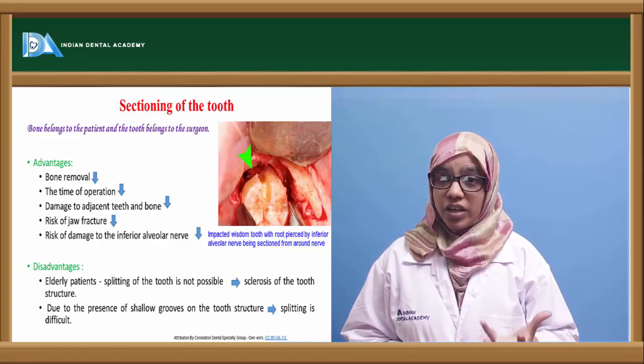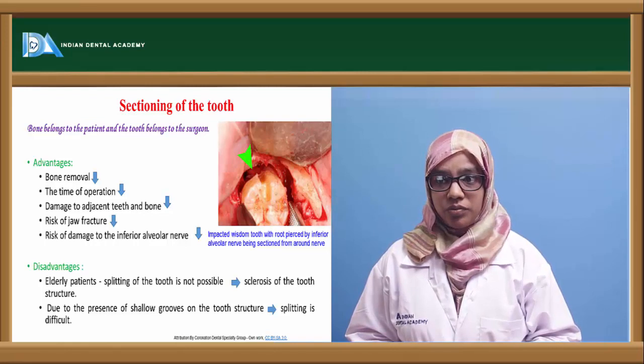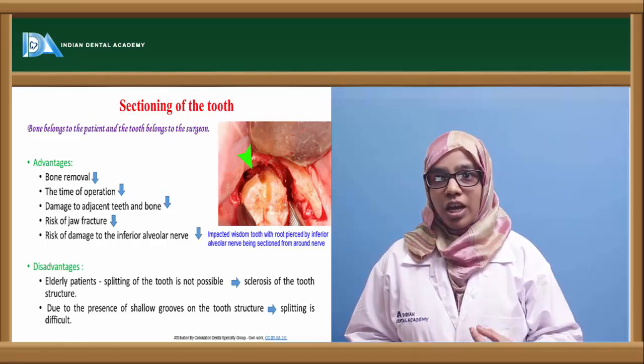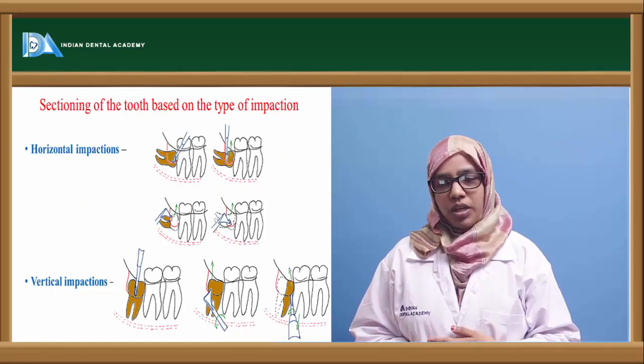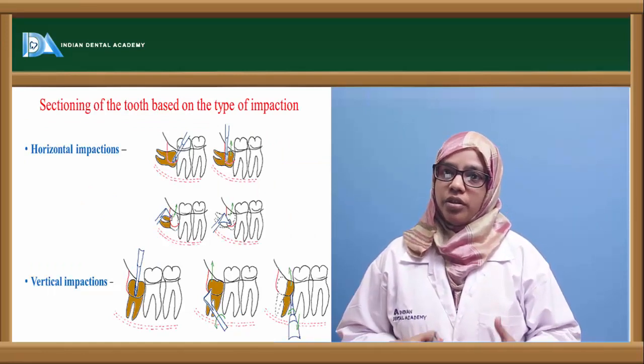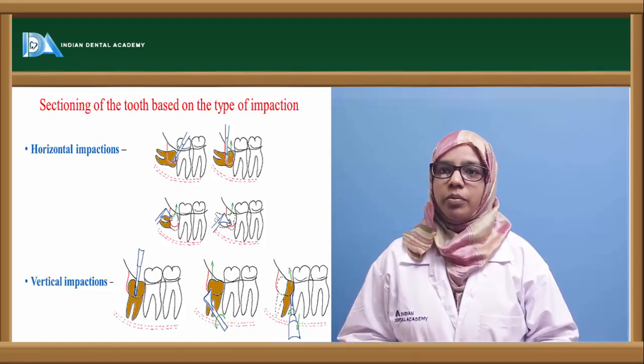In an elderly patient, it is very difficult to split a tooth because there is sclerosis that has taken place in the tooth. Now, due to the presence of a shallow groove on the tooth, the splitting becomes difficult sometimes. Okay. Now, depending upon the angulation of the tooth or depending upon the impaction, splitting can be varied.